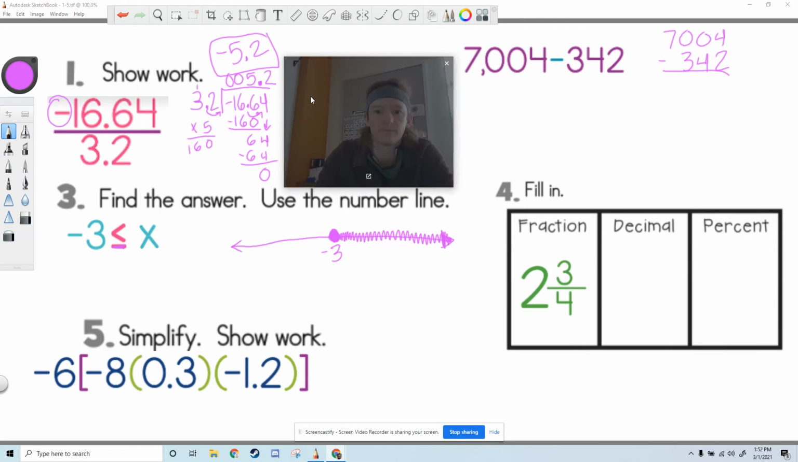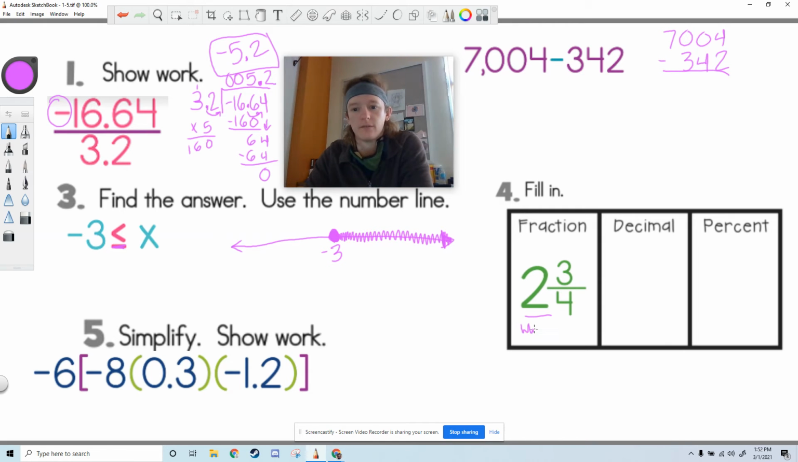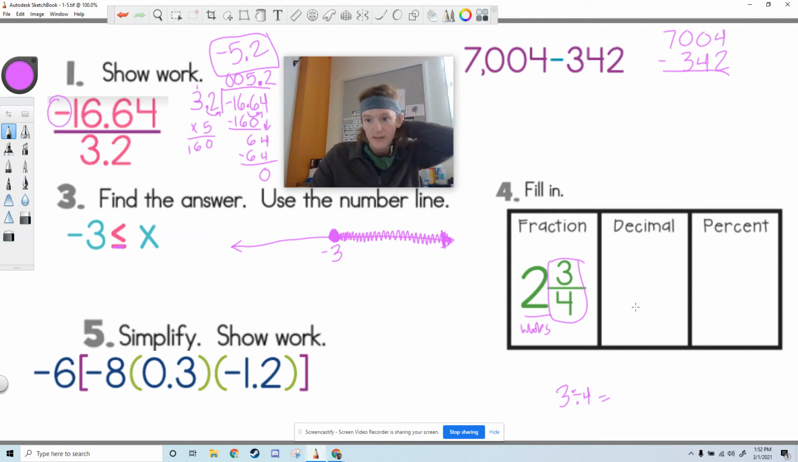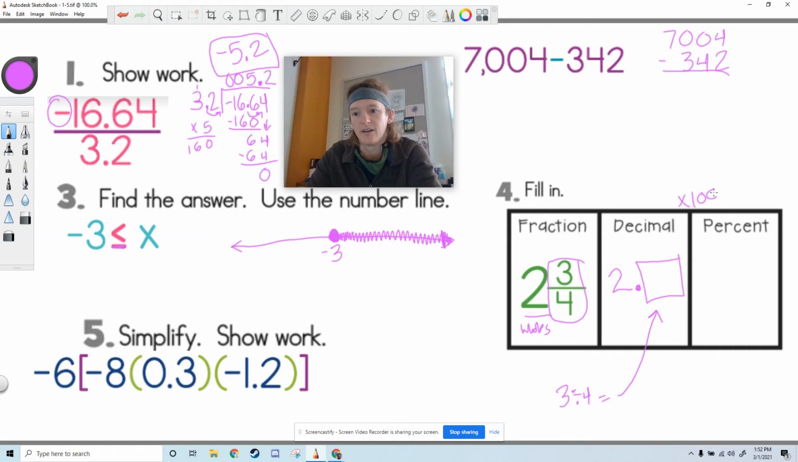For number 4, we have a mixed number. We have 2 wholes. And we have 3 over 4. Well, 3 over 4, we can solve that by doing 3 divided by 4. You're going to get a decimal. So this will be, as a decimal, it's going to be 2 point, what you just got here for 3 divided by 4. As a percent, you take your decimal number and you multiply by 100 to give you the percentage.